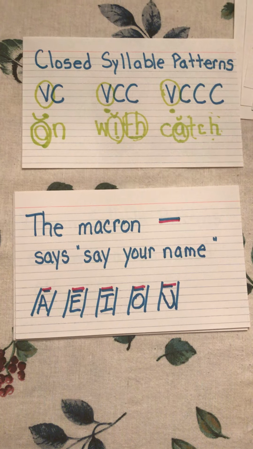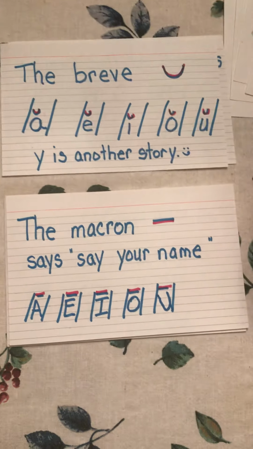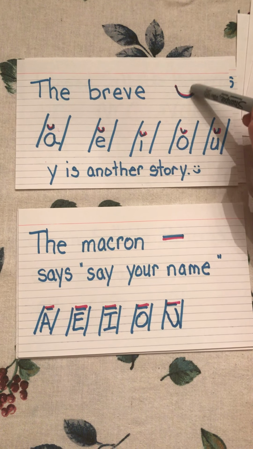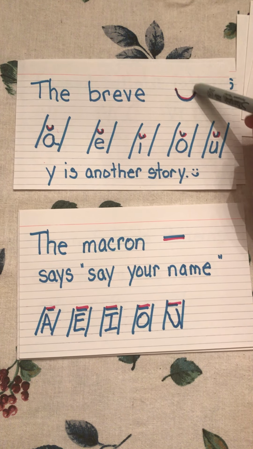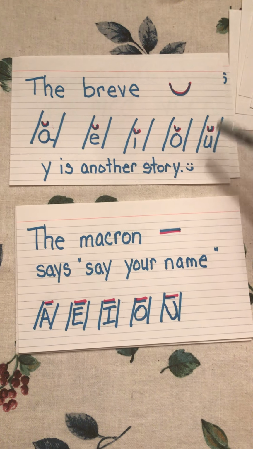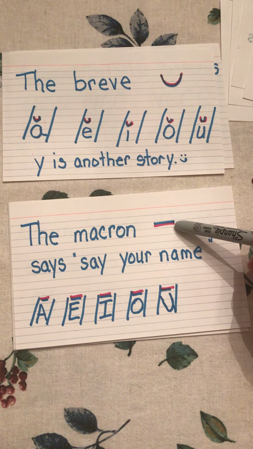Remember the breve from earlier up here? The breve is the little upside down U, or the little U up above it, the kids like to call it. They always want to put a tail, but I tell them not to. This one says short vowel sounds. This one says long vowel sounds.